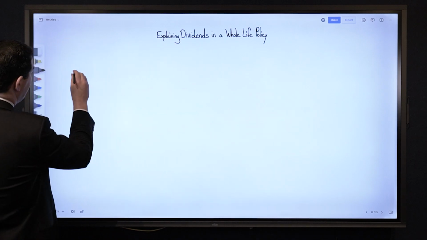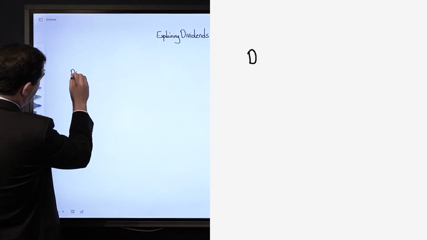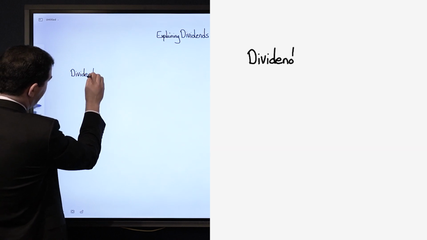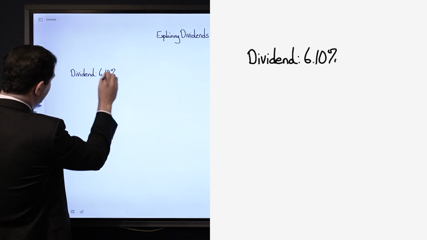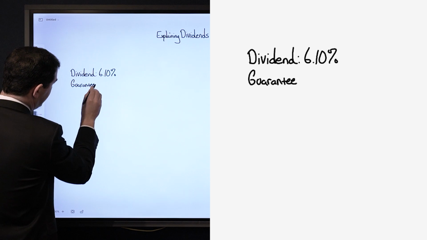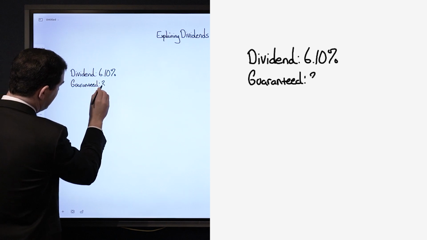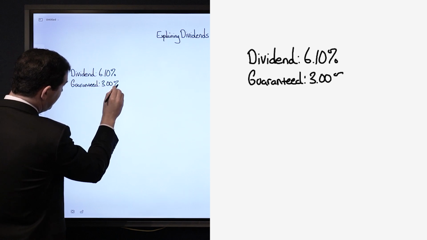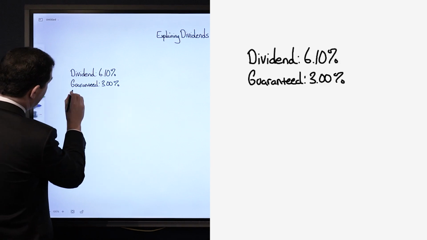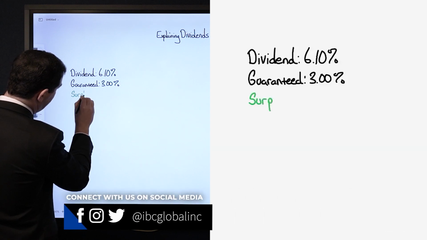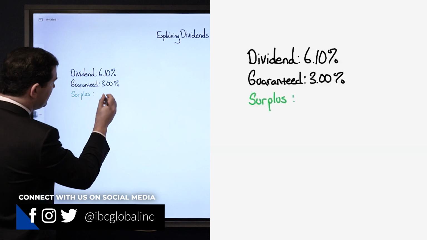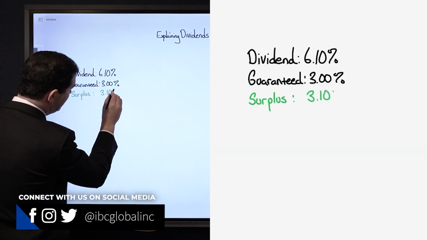So for example, if you have a whole life insurance policy with a company that is paying a dividend rate, let's say it is 6.10%, and your policy has a contractual guaranteed rate, which is the minimum floor, of 3%, what does that mean? Well, what it does not mean is that you get both, which would be nice, but that's not the case. What it means is that we have a surplus that's included, and that surplus is the difference between the total dividend rate and the guaranteed rate, which would be 3.10% in this example.